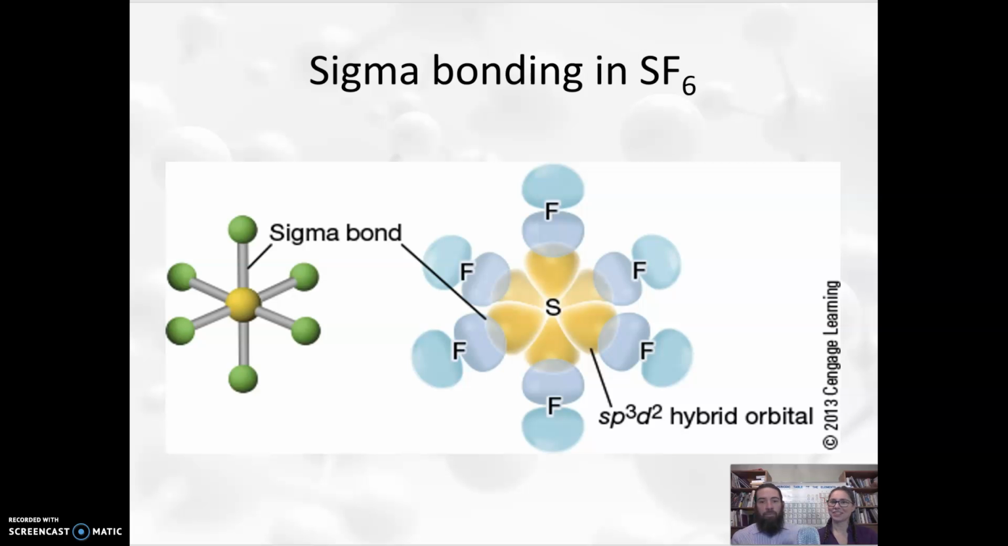And here's our octahedral. Again, if we need 6 domains, we need 6 hybrid orbitals. So we have sp3d2, and that's a total of 6. And they arrange themselves in this octahedral shape. So this is the octahedral electron pair geometry as well as molecular shape.